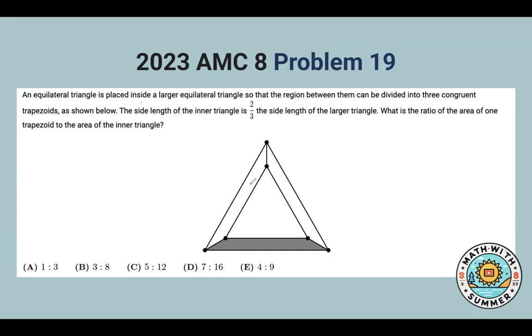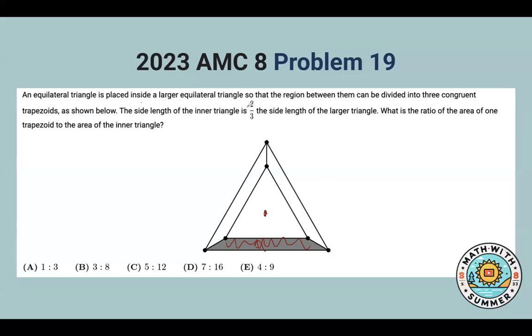Okay, so we see here that we have one equilateral triangle inside of another, and because each of these three trapezoids are congruent, we know that they share the same center here. And so then we can basically calculate the area of the larger triangle minus the area of the smaller triangle and divide that by 3 to get the area of one of these, and then find the ratio with this inside one, right? So I think it's pretty straightforward.